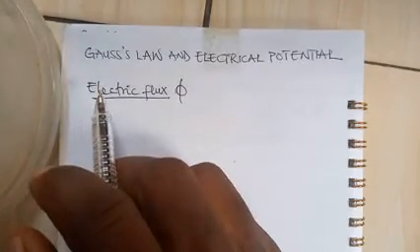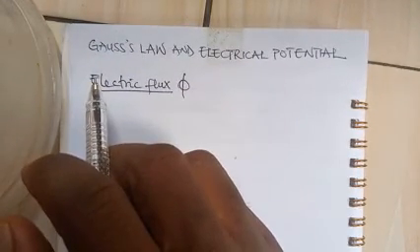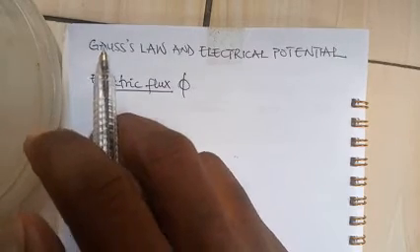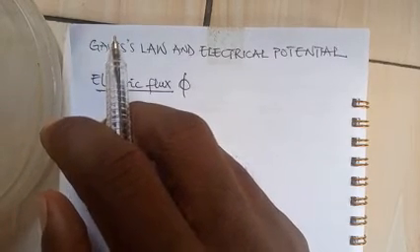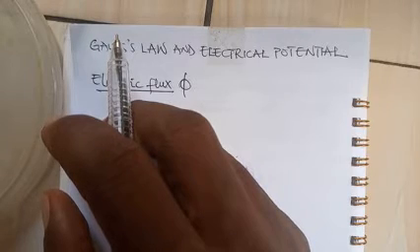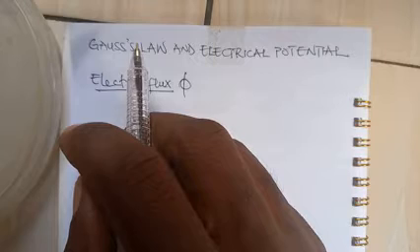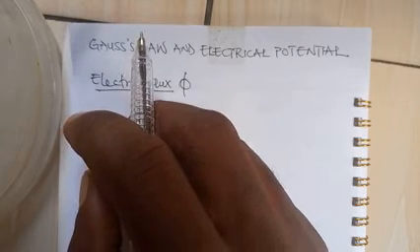In this video, we're going to look at Gauss's Law and electric potential. In the previous video, we talked about Coulomb's Law, and Coulomb's Law, as we know it, we can also express it in the form known as Gauss's Law.